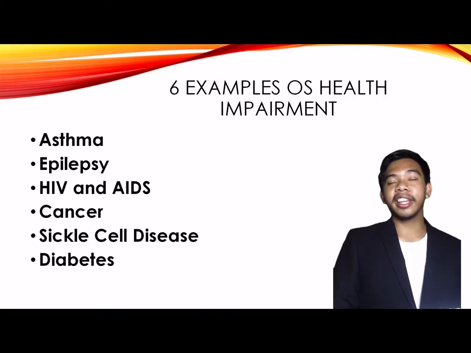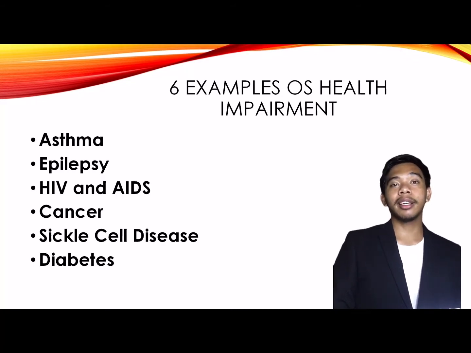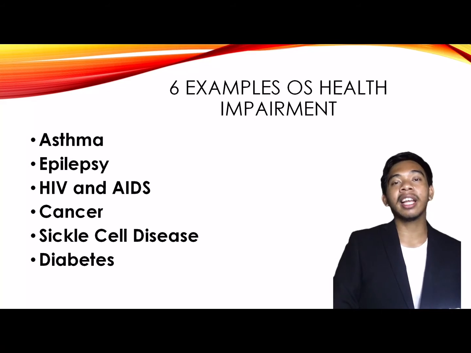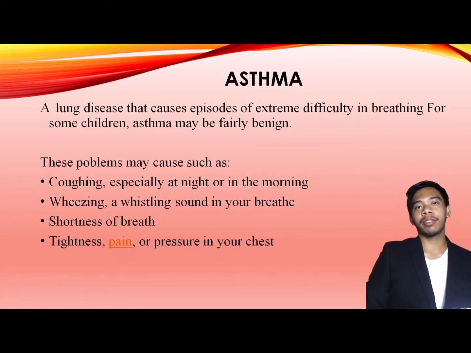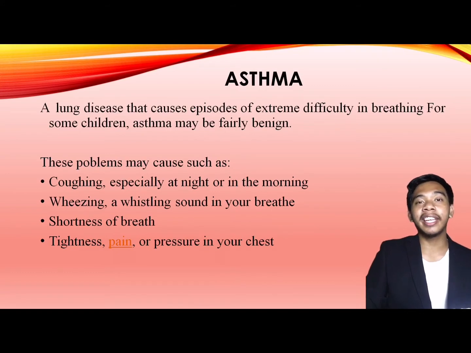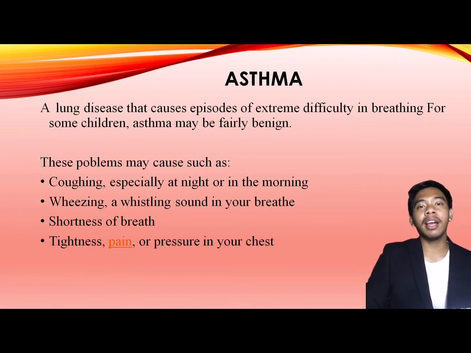There are six examples of other health impairment, and these are asthma, epilepsy, HIV and AIDS, cancer, sickle cell disease, and lastly, diabetes. For us to know about these examples, let's define each. First is asthma. Asthma is a lung disease that causes episodes of extreme difficulty in breathing. For some children, it is fairly benign. If we say benign, it doesn't spread to other parts of the body or invade nearby tissues.